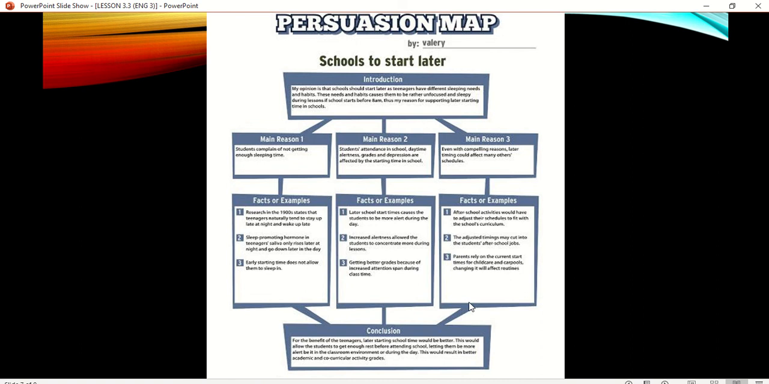After providing that, you come up with a conclusion. What is your conclusion? That for the benefit of the teenagers, school classes should start at 8 a.m. You just wrap up all the information that you have presented. In this case, you can have a minimum of two main reasons and a maximum of four. You are not allowed to have one main reason alone.